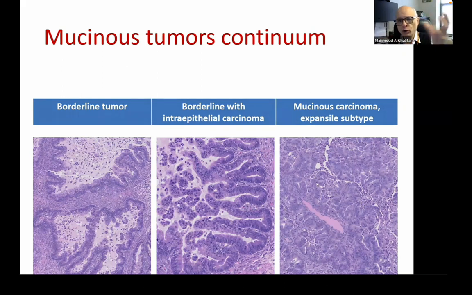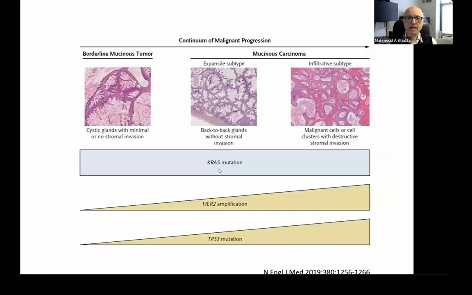Once you have cribriform pattern and confluent growth, then that would be mucinous carcinoma, the expansile subtype. So this is the continuum of morphology, and every time you get a tumor and you call it borderline tumor, we go back and get more sections because we want to diagnose intraepithelial carcinoma or mucinous carcinoma, expansile type. Again, because that probably will mean that the surgeon will go back and stage this patient.